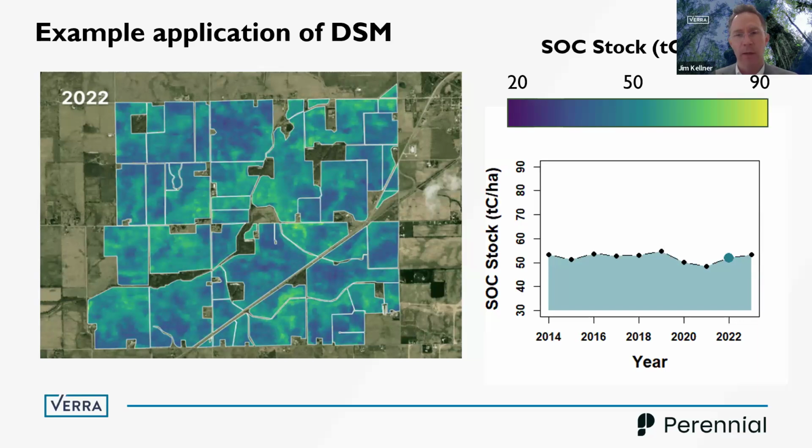What you can see in the lower right of the slide here is a plot of carbon stock over time for this same area. Now what each dot represents is the average carbon stock within the whole area, and you can see it bounces around a little bit from 2014 all the way up to 2023. The blue dot highlighted there at 2022, that's the average of the image that you're seeing on the left.